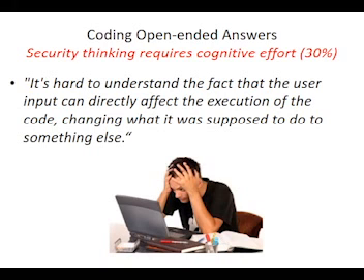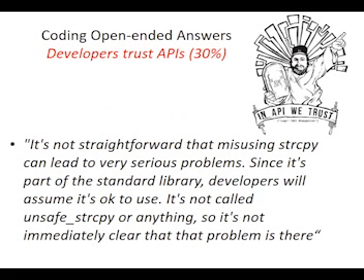And what I thought was very interesting is that they trust APIs. And this one said, it's not straightforward that misusing string copy can lead to very serious problems. Since it's part of the standard library, developers will assume it's okay to use. It's not called unsafe string copy or anything, so it's not immediately clear that the problem is there.